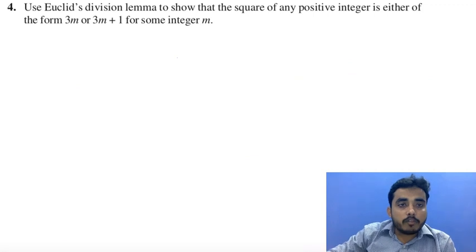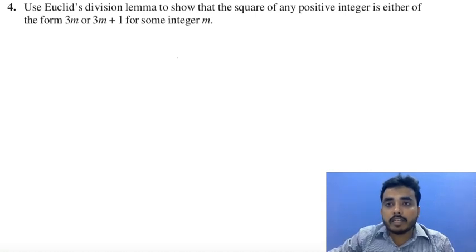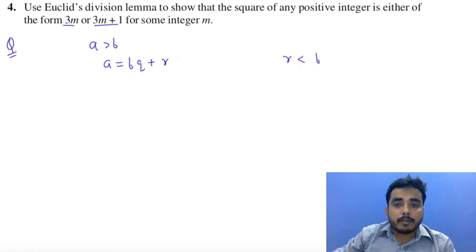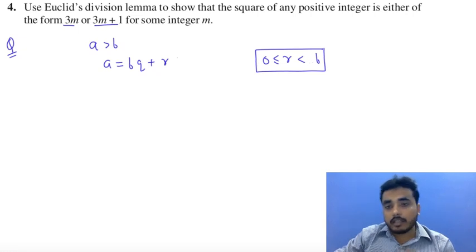So students, here is question number 4 on our screen, which states: use Euclid's division lemma to show that the square of any positive integer is either of the form 3m plus 1 for some integer. Okay, so what we need to do is apply the Euclid division algorithm here. As you know, Euclid division algorithm says, for any two positive integers a and b such that a should be greater than b, there exist two positive integers q and r such that a = bq + r, where r can take values less than b and greater than or equal to 0. Don't forget to write this in your exam, okay? Otherwise the teacher will deduct your marks, okay?